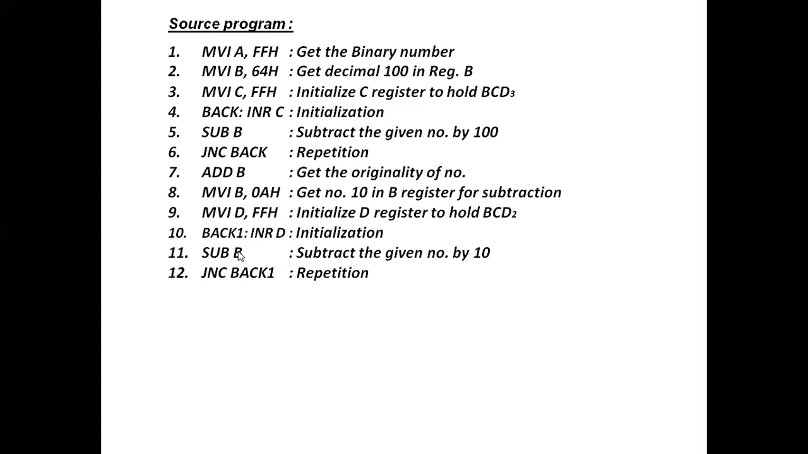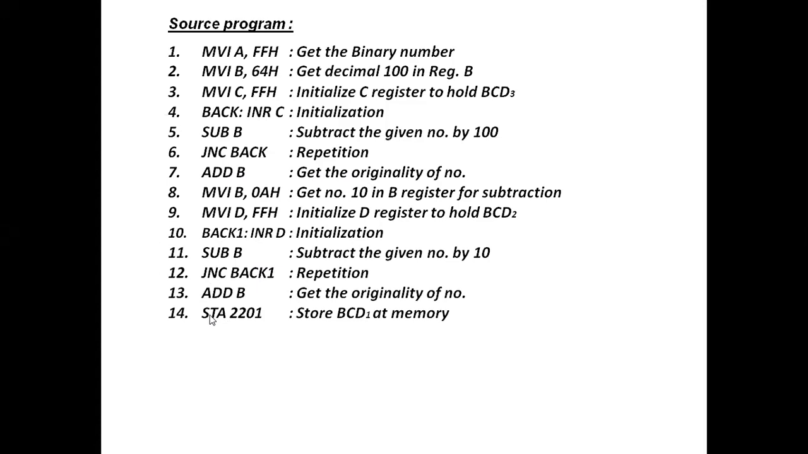When D becomes 5, we are going to subtract B. It means the remainder will be 5. 5 is subtracted from 10, so carry will be generated. Once carry is generated, it will not go back, and so we have to store. Now, D contains BCD2, C contains BCD3. And now we are adding B again, similarly to get the original number. So minus 5 plus 10 gives 5. So 5 will be stored.